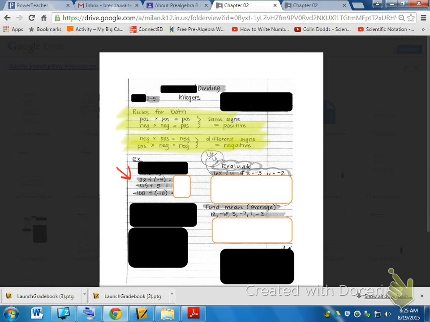So does somebody want to help me out with that? 28 divided by -4. Dakota, 7. What sign is it going to have? Negative, and then 28 divided by 4 is 7.